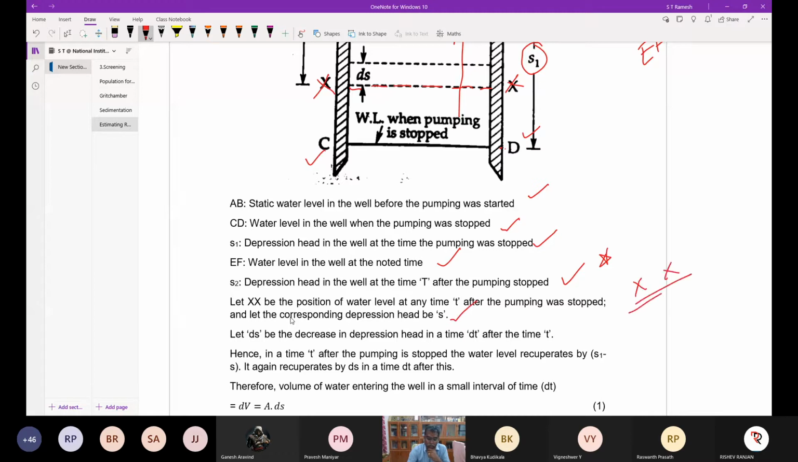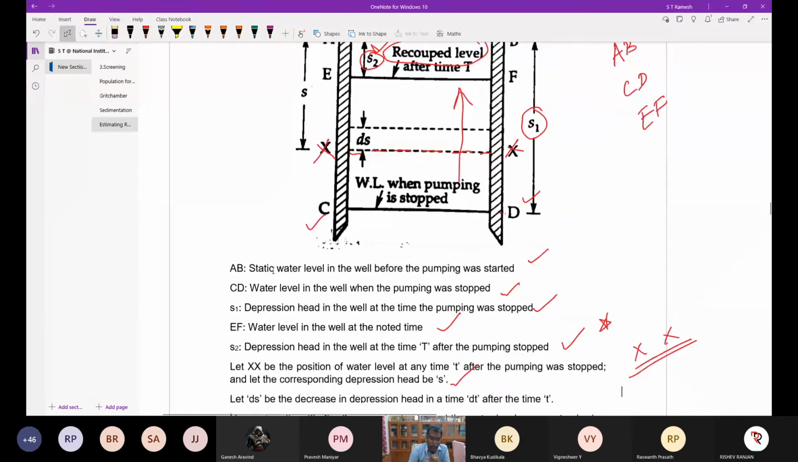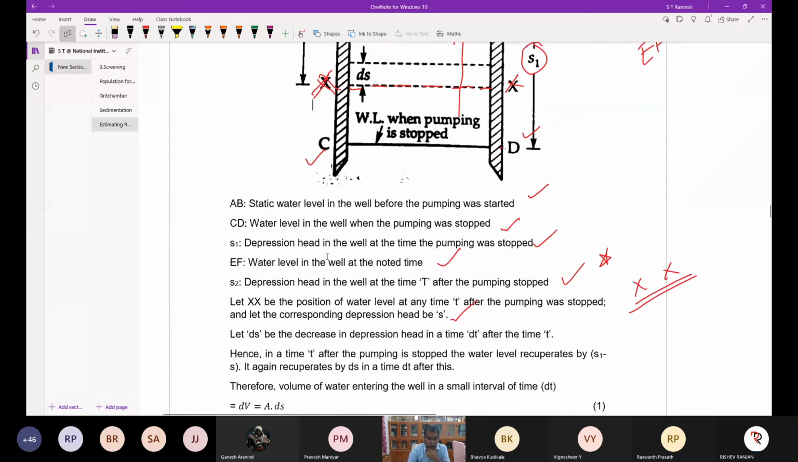X is the profile, the position of the water at any time T after the pumping was stopped, and you can also note down the depression head be S value. Is it okay? You are familiar with X, and what is your S value? Is it fine?